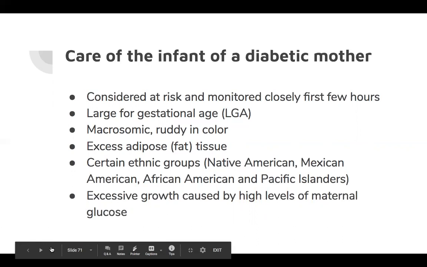They may be macrosomic or ruddy in color. You'll see that more common in certain ethnic groups: your Native American, Mexican American, and African American, or your Pacific Islanders. And the excessive growth is attributed to those high levels of glucose circulating in the bloodstream.